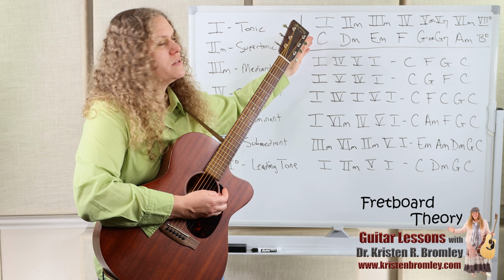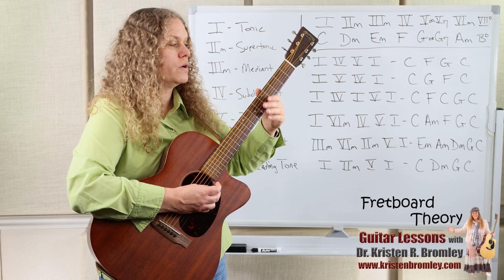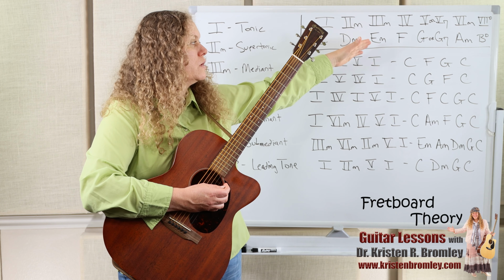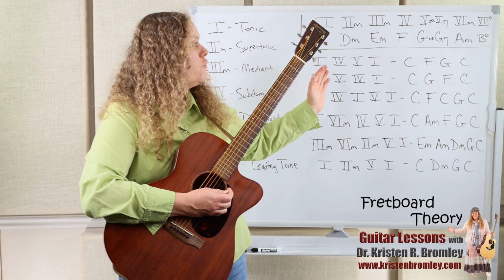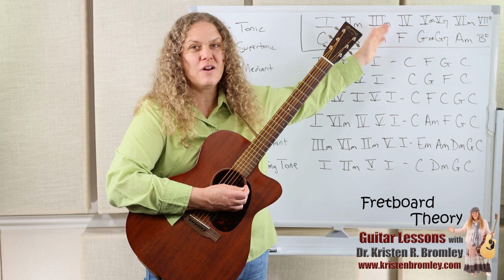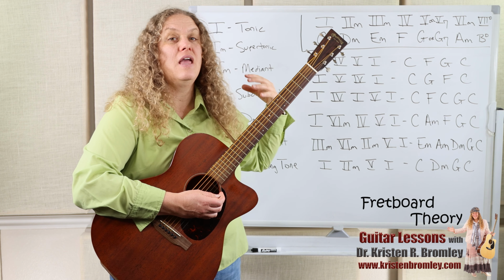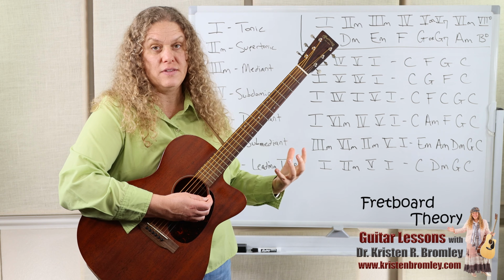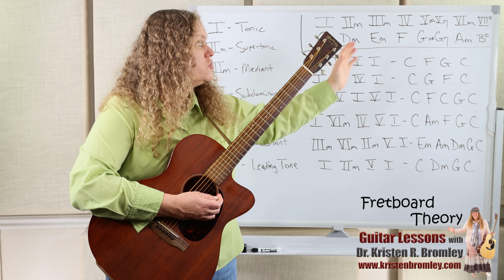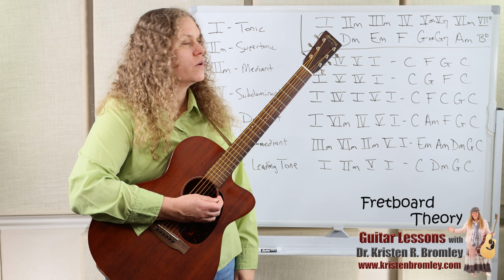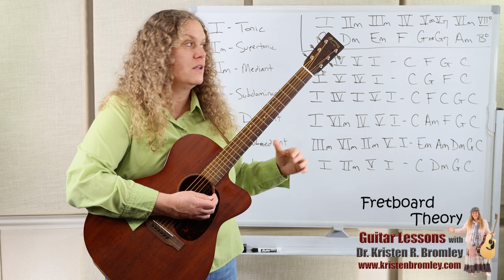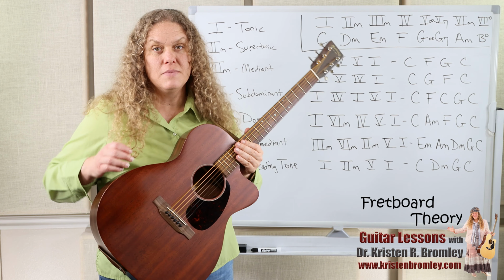So our 1 chord is a C major chord, our 2 chord is a D minor chord, our 3 chord is an E minor chord, our 4 chord is an F major chord, our 5 chord is a G chord, or our 5-7, those are really interchangeable, is G7. Our 6 chord is A minor, and our 7 chord is B diminished.